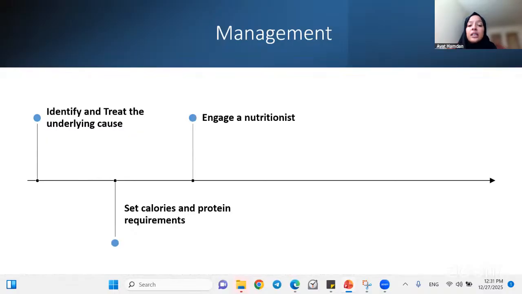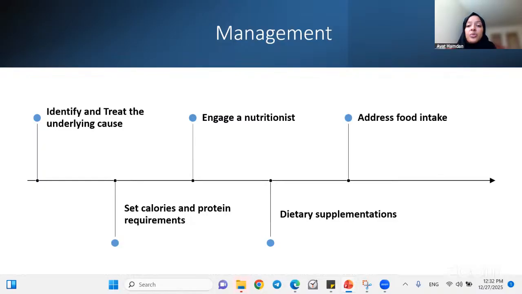Another thing is you always want to engage a nutritionist. Why? Because individualized dietary counseling is always effective, and it's more effective than a generalized tip. The other thing is you want to do a dietary supplementation. So what is a dietary supplementation? It is basically you tell him, okay, I think you might want to add a cup of milk in the morning if he's drinking tea without milk. If he needs to increase his protein, you can recommend some protein shakes or protein supplements.